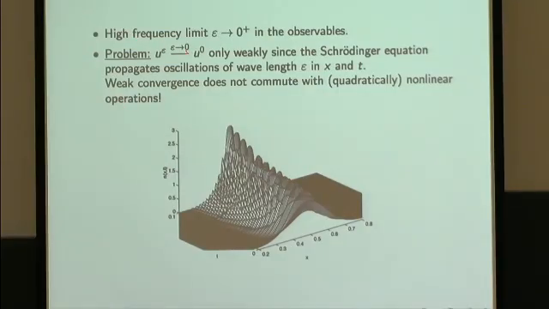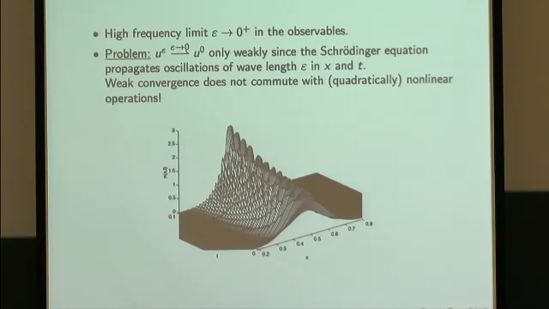Typically, u epsilon, the sequence of solutions, converges to a limit, u0, only weakly. The reason for this is that the Schrödinger equation propagates oscillations of wavelength epsilon in space and time. And of course, weak convergence, as we all know, does not commute with quadratically nonlinear operations. So you have a problem there.